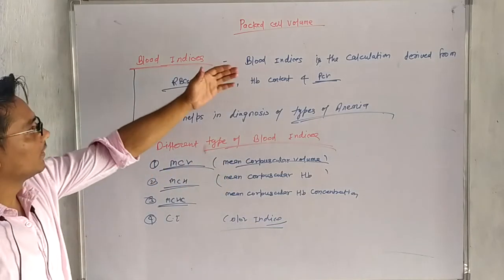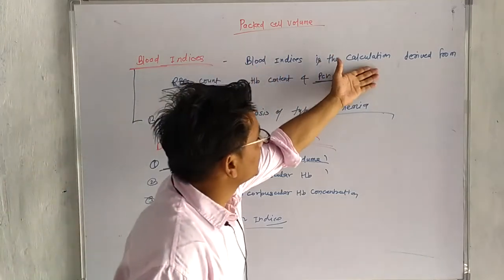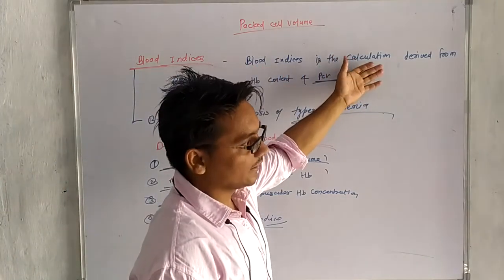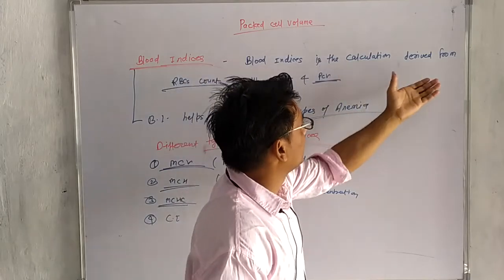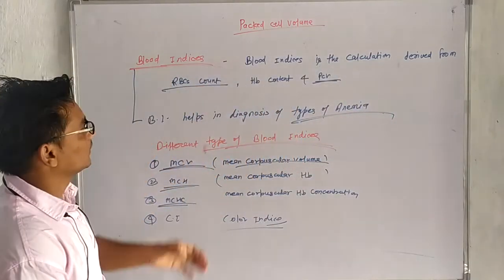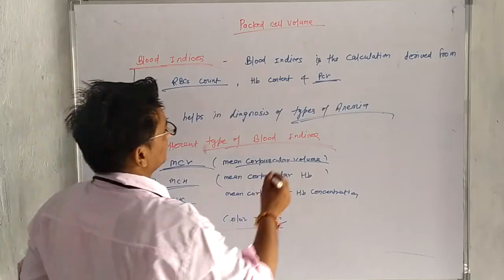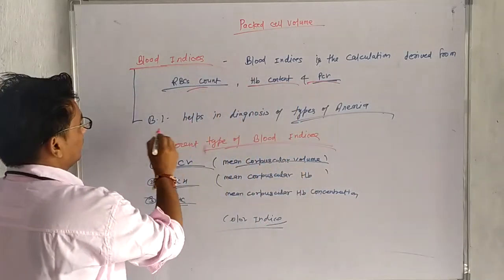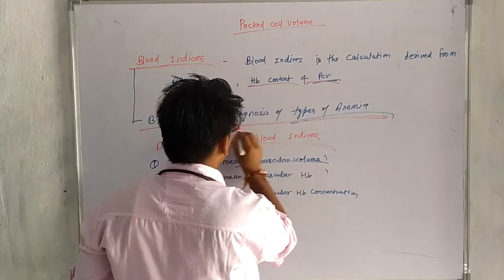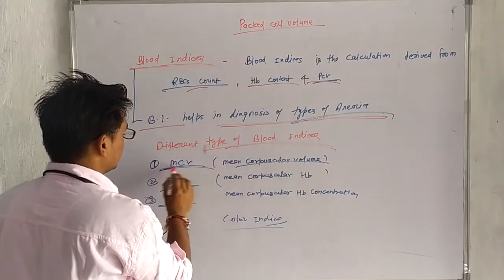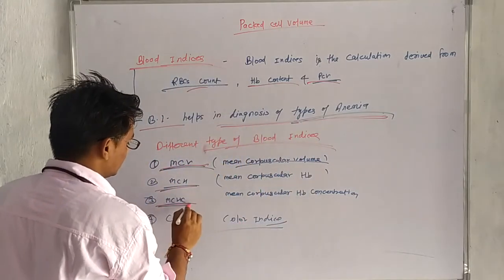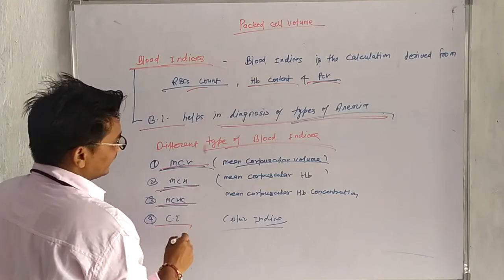Blood indices are calculations derived from RBC count, hemoglobin content and PCV. Blood indices help in diagnosis of types of anemia. Different types of blood indices: first MCV, second MCH, MCHC, and CI.